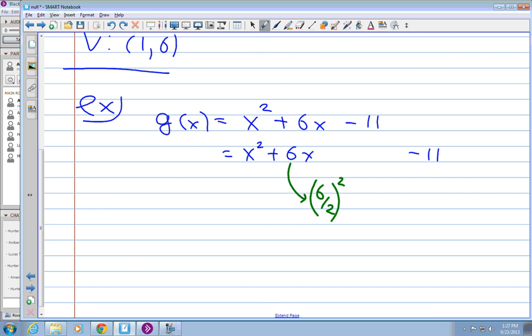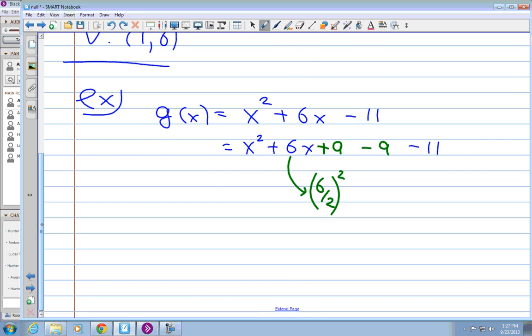So what do I have to add in order to complete the square? Plus 9. But again, if I add 9, I also have to subtract 9, so I still have the same question that I started with. Okay? So this is, again, just adding 0 to a problem, so it doesn't change anything.